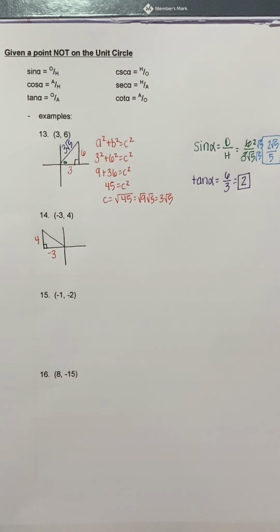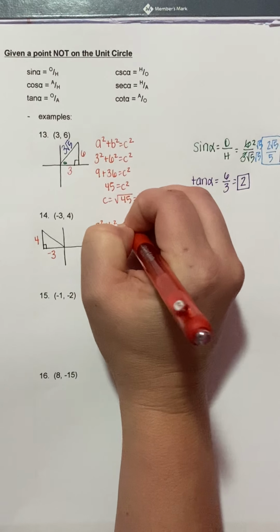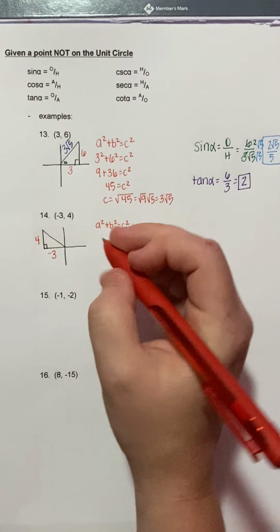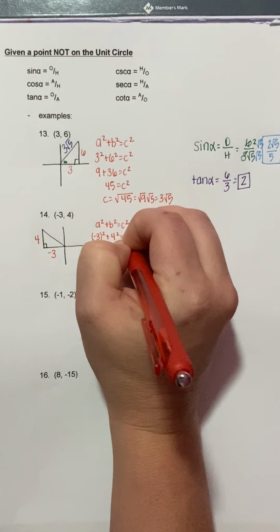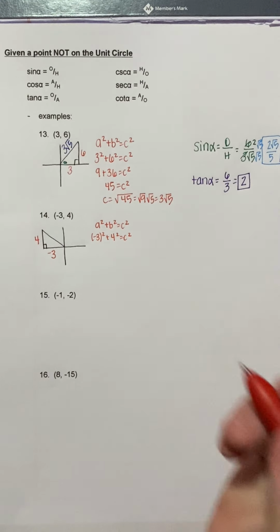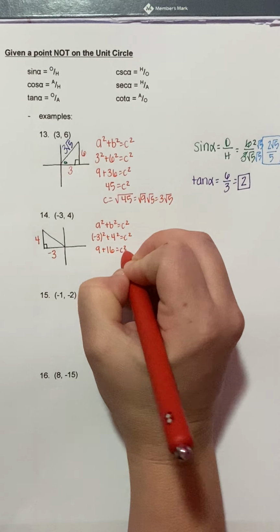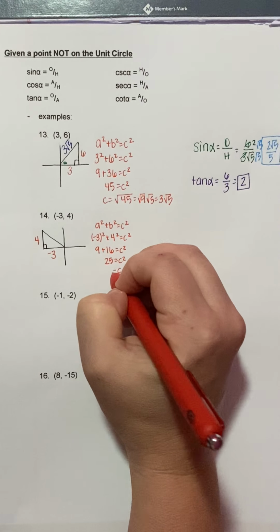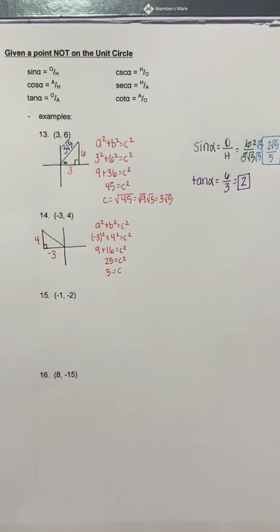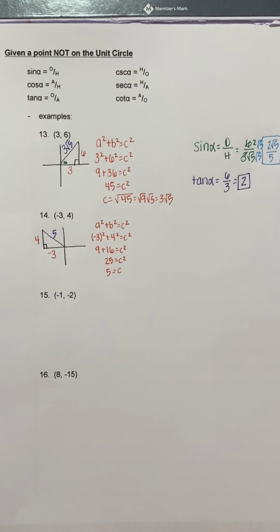So to find my missing side, my hypotenuse, I've got to do the Pythagorean theorem. So here we go. A squared plus b squared equals c squared. Doesn't matter which one of these are a and b. I'm just going to let negative 3 be a. Negative 3 squared plus 4 squared equals c squared. Negative 3 squared is 9. 4 squared is 16. That equals c squared. So add them together. 25 equals c squared. So the square root of 25 gives me 5. So my missing side, which is my hypotenuse on this triangle, is 5.